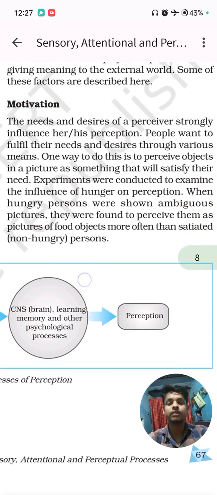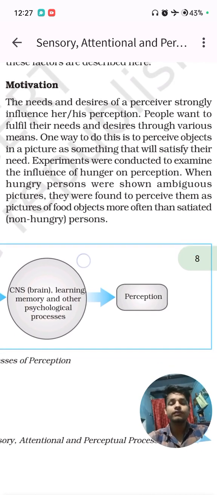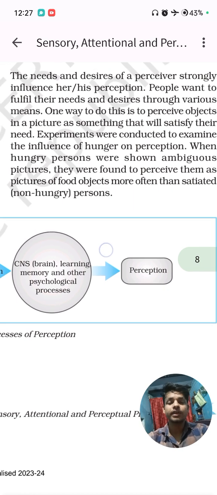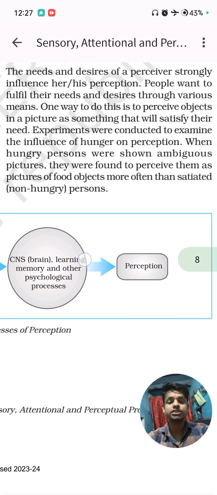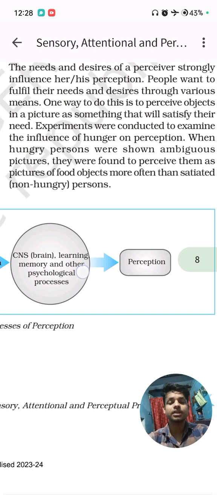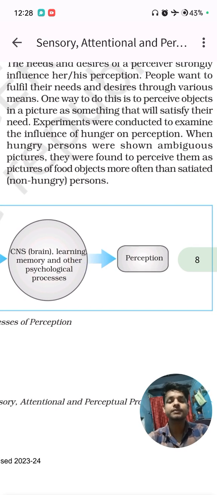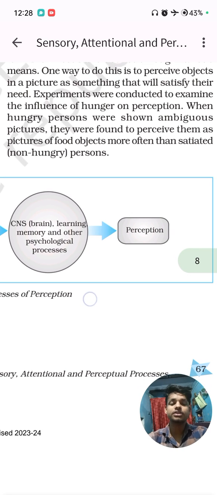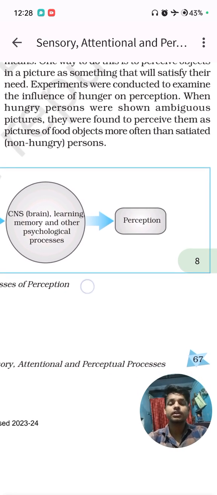Motivation: the needs and desires of the perceiver strongly influence our perception. People want to fulfill their needs and desires through various means. One way to do this is to perceive objects in a picture as something that will satisfy their needs. Experiments were conducted to examine the influence of hunger on perception. When hungry persons were shown ambiguous pictures, they were found to perceive them as pictures of food objects more than satiated, non-hungry persons.